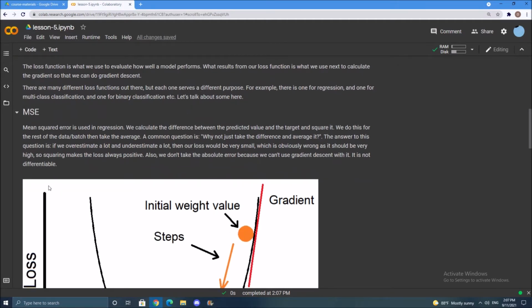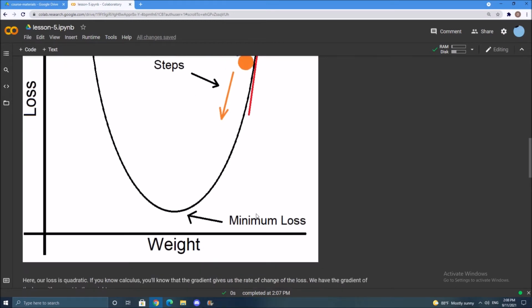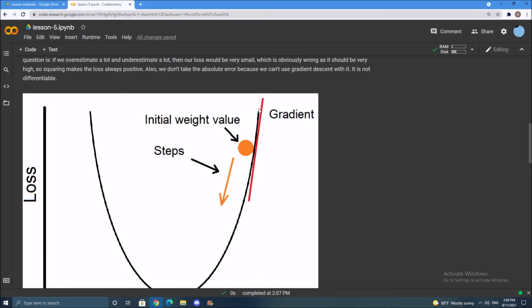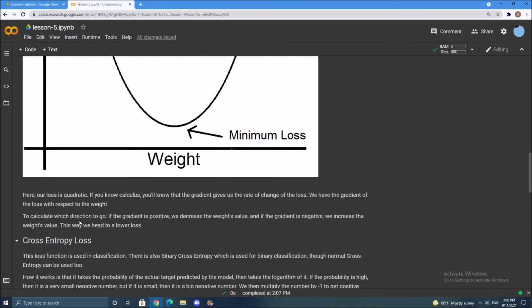In regression, a common one is mean squared error, which calculates the difference between the predicted value and the target value and squares it. Then it takes the average for the whole data set. So here is an image showing MSE. We have the weight's value here. It's around here, and the gradient here is positive, so we need to decrease the weight's value. So it would decrease and it will go this direction.